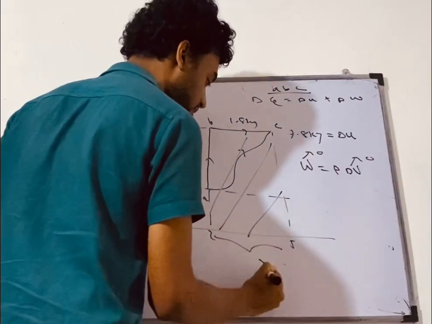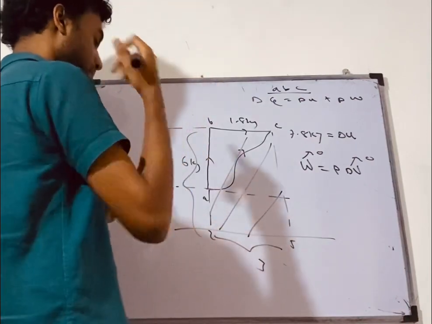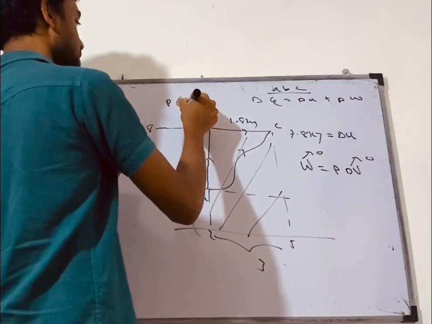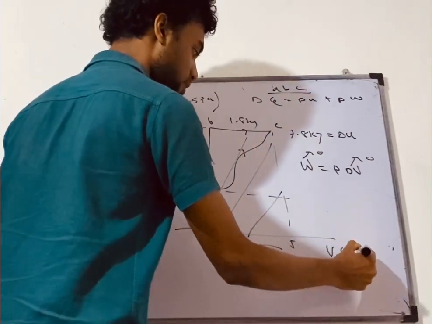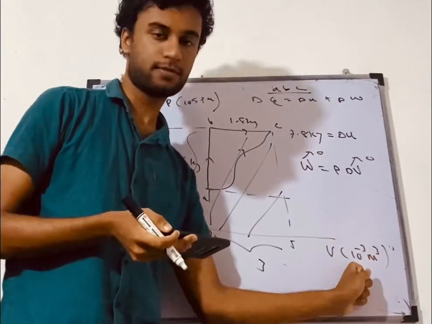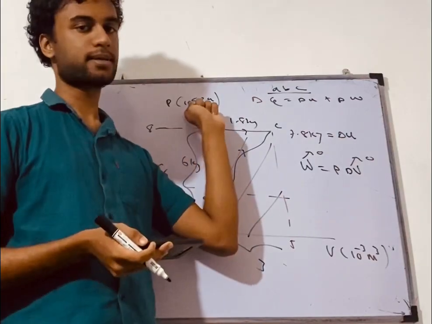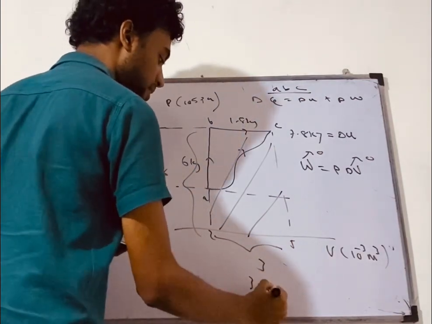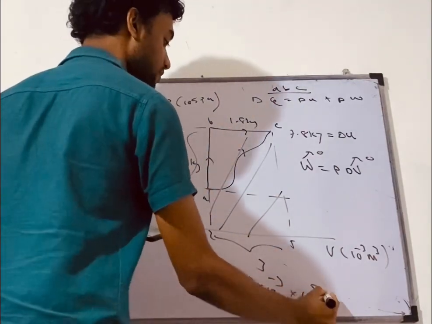Yes, this is 3 and this height is 8. So the area, I get 24. I'll be careful of the units. Here the pressure is given in what? 10 to the power 5 pascals. And here the volume is given in what? 10 to the power minus 3 meter cube. You have to be very careful, right? Volume in 10 to the power minus 3 meter cube and pressure in 10 to the power 5 pascals. So then I get what? 3 times 10 to the power minus 3, the PV product, right? Times 10 to the power 5 times 8.